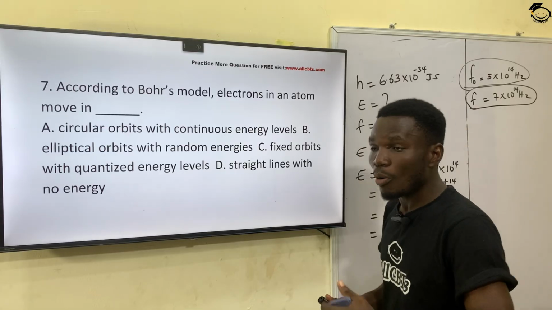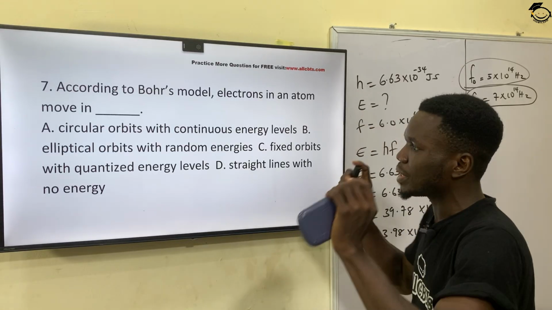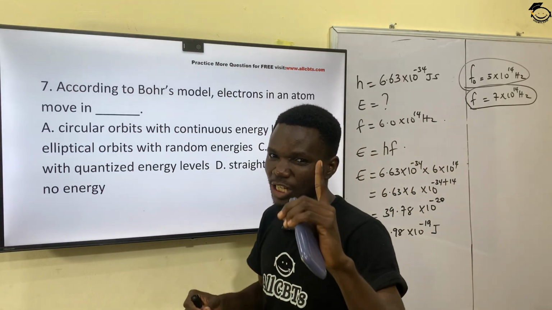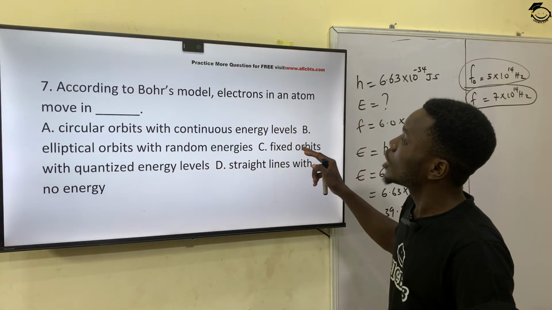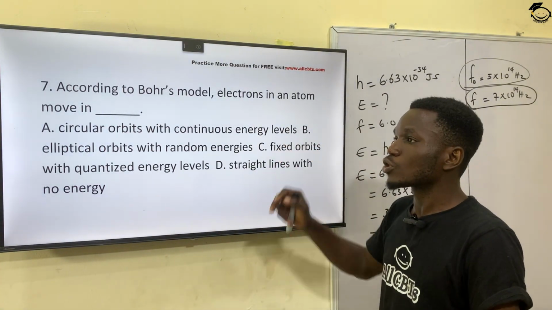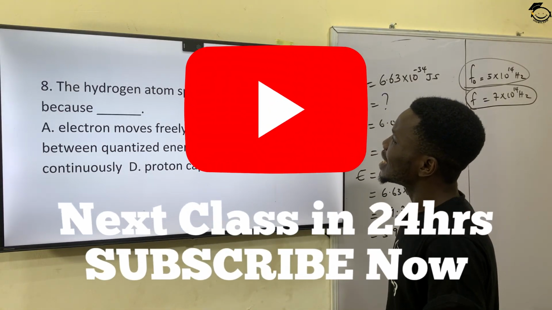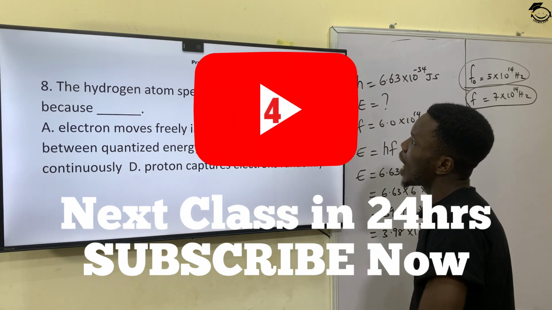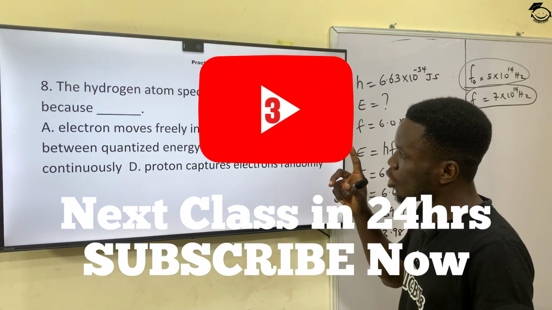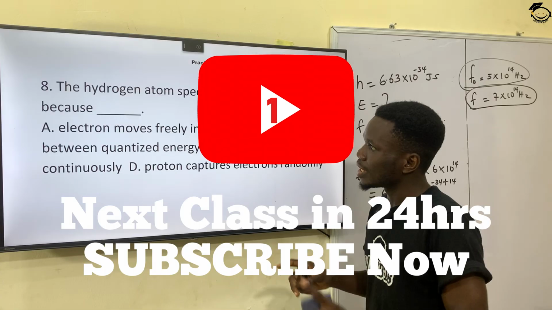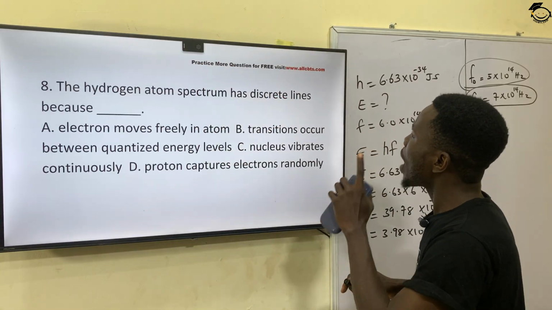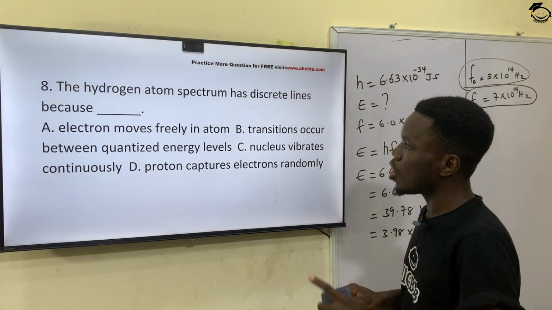Now, according to Niels Bohr, they move in fixed orbits with quantized energy levels. So the correct answer to this question is option C. So that takes us to question number 8, which says the hydrogen atom spectrum has discrete lines because of that.